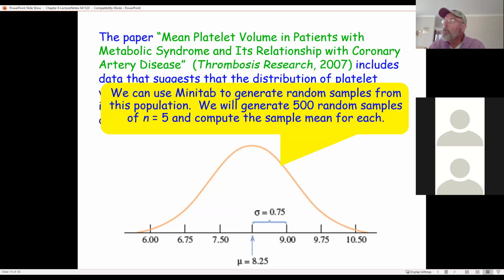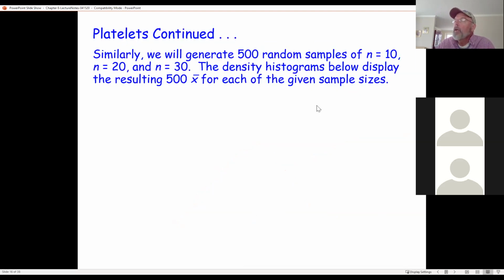So what we're going to do is start out with 500 random samples. For each sample, we're going to have an n of 5, and then compute the sample mean of each one of the 500 random samples. We're going to do this with sample sizes of 5, 10, 20, and 30. I understand we have already gone through this, but I wanted to make sure that everybody got a second look.